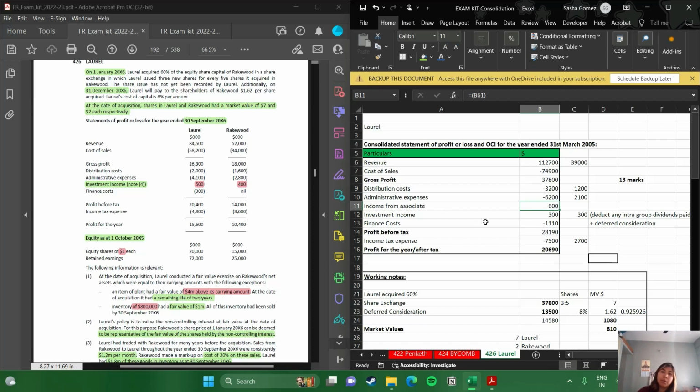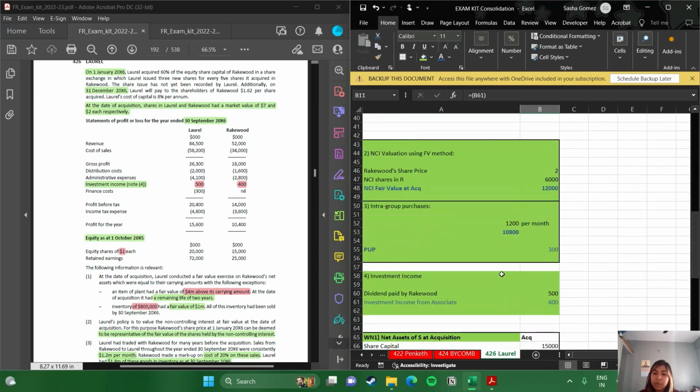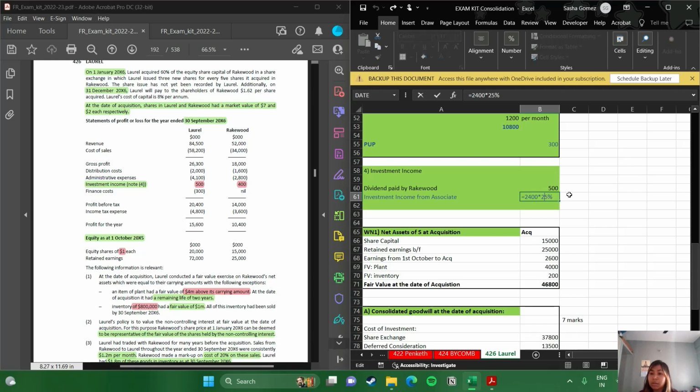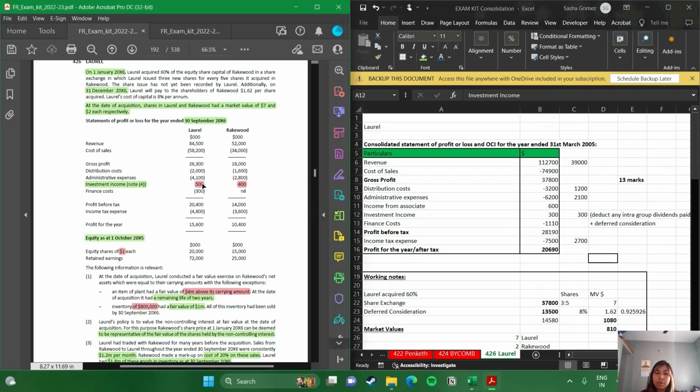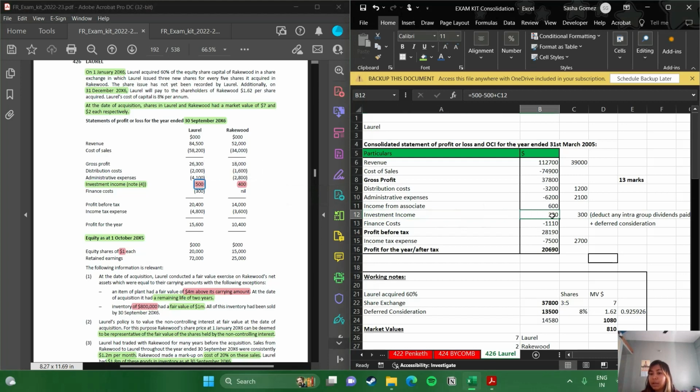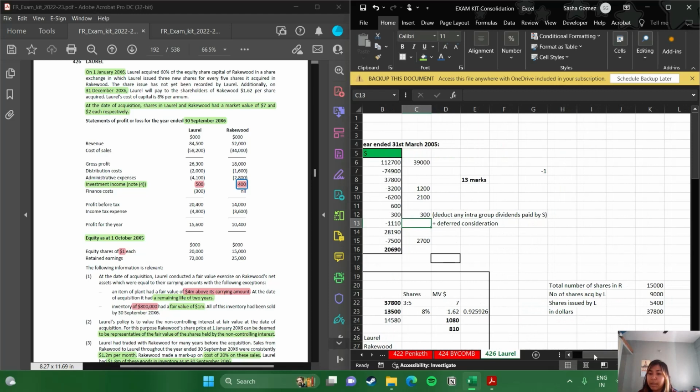That is your profit for the year times 25%. That is how much you own in the associate. Then you have your investment income, which is 500. So for investment income, you have 500, you minus the 500 that you received from the subsidiary, and then you add 400 in that. So deduct any intra-group difference paid by us.